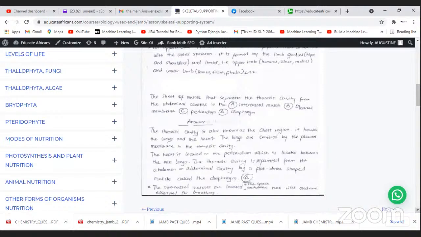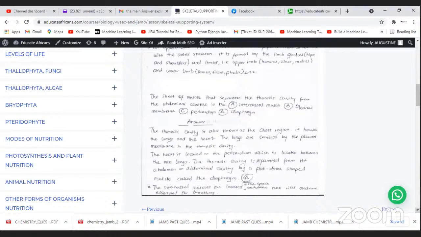Now, the heart is located in the pericardium, which is located between the two lungs. See? So the heart is protected by the pericardium, whereas the lungs are covered by the pleural membrane. Okay. Now, the thoracic cavity is separated from the abdomen or the abdominal cavity by a flat bone shaped muscle called the diaphragm. So the sheet of muscle that separates the thoracic cavity from the abdominal cavity is the diaphragm.